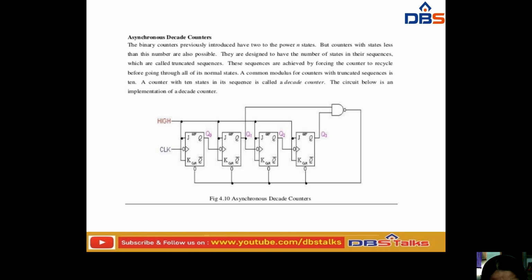So if it is a binary counter, it was previously introduced. By using this, we can say that the circuit we are explaining below is the implementation of the decade counter. If it is the simple implementation, we can say it is an implementation. Okay.